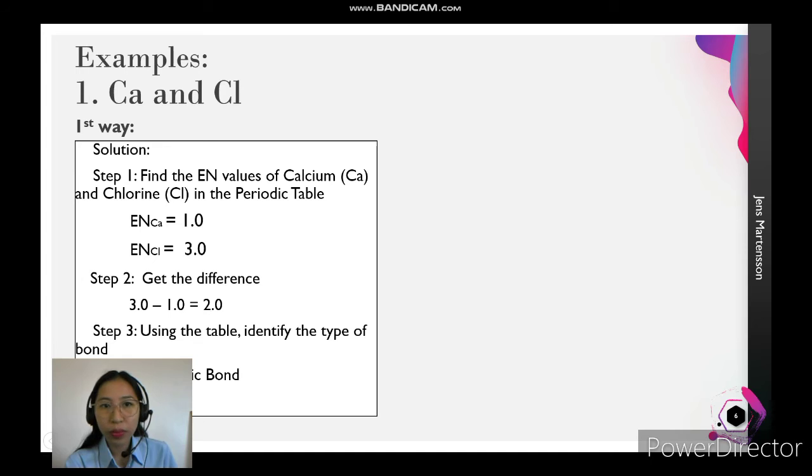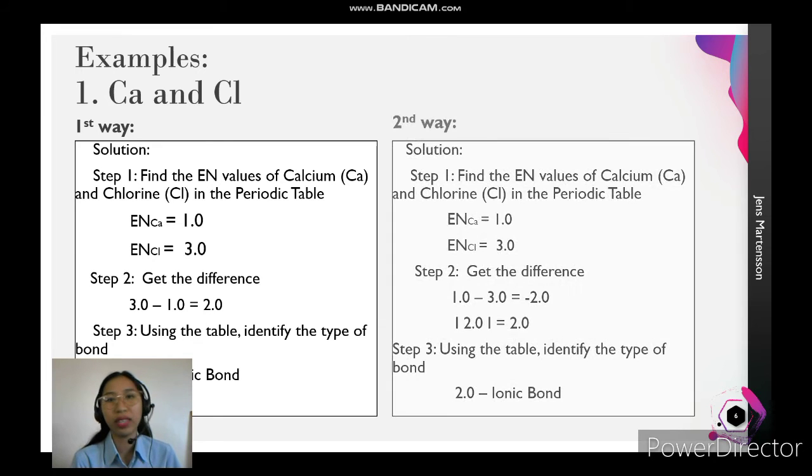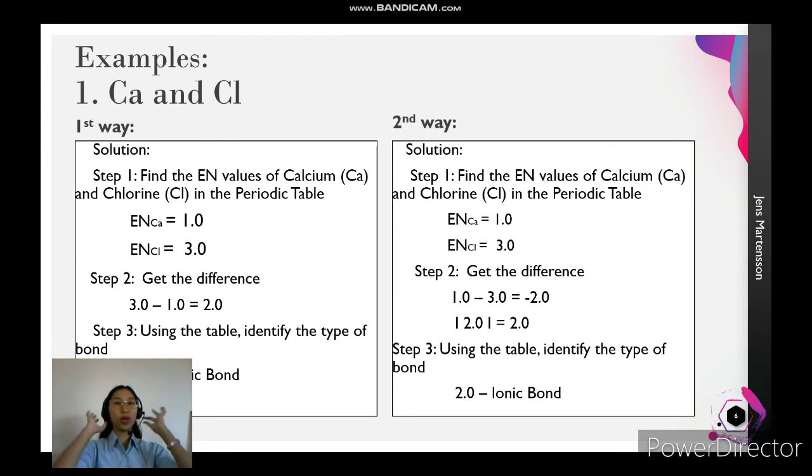That is why kaning bond between Ca and Cl is an ionic bond. Dili siya polar, dili siya non-polar. It's an ionic type of bond. Now, sa inyong module, ani ang pagkabuhat. If we're going to look at your module, ani ang pagka-process niya para makuha ang En difference.